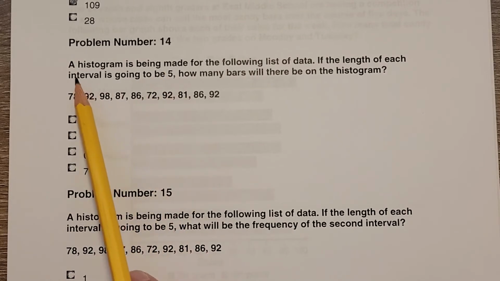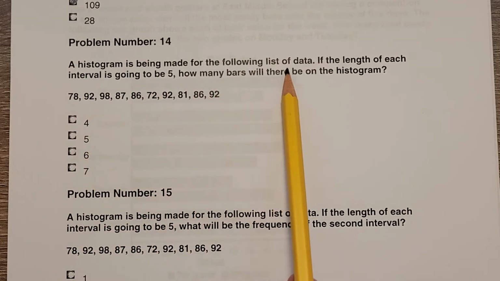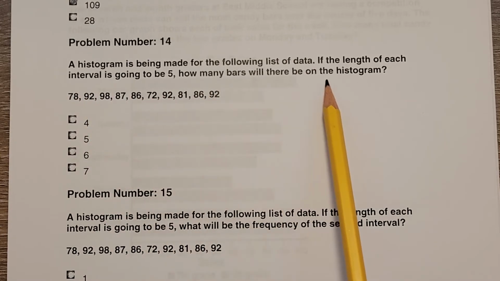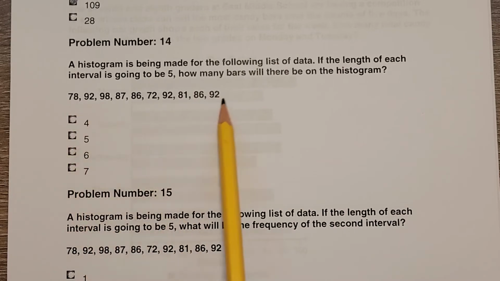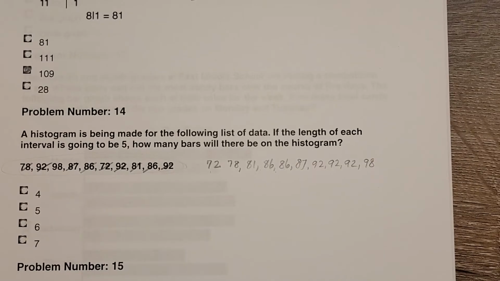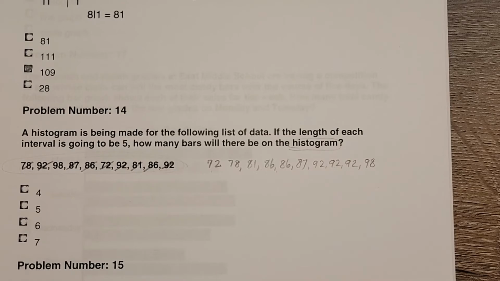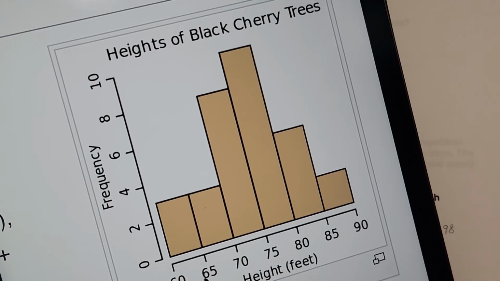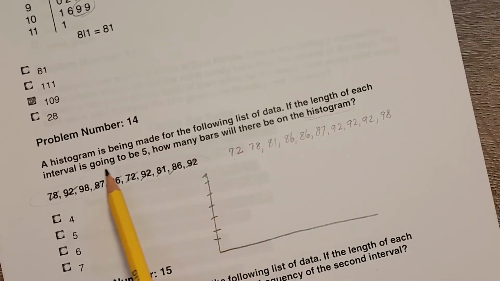Okay, problem number 14. A histogram is being made for the following list of data. If the length of each interval is going to be 5, how many bars will there be on the histogram? All right, we need to take a minute and put these in order from smallest to largest. So take a minute to do that. All right, here they are, smallest to largest. Now do you remember what a histogram looks like? Here's a histogram. It has a bar going up and a bar going across. So when this says the length of each interval is going to be 5, these are intervals, what the bars are going to be measured by.